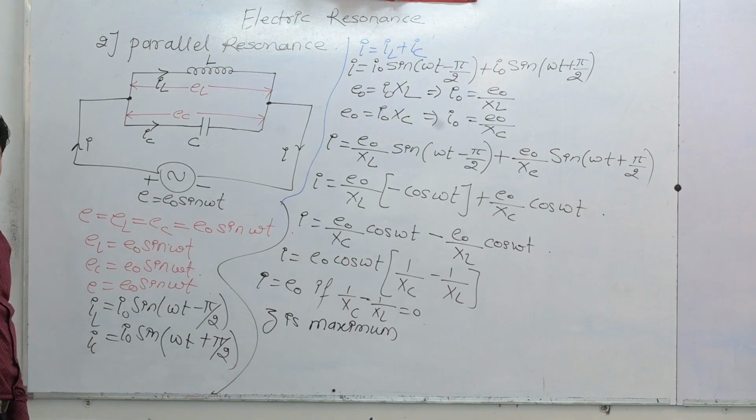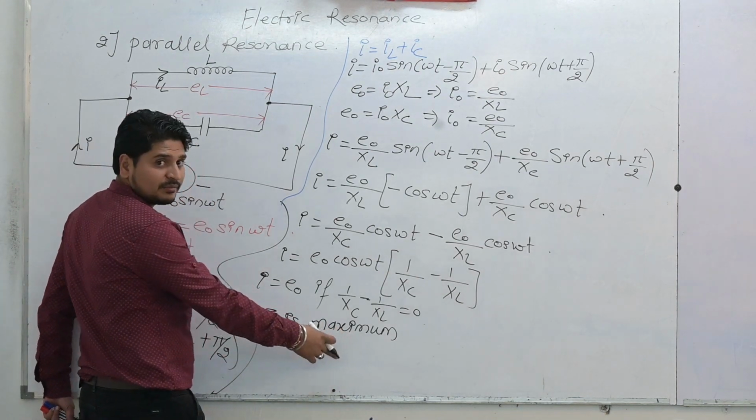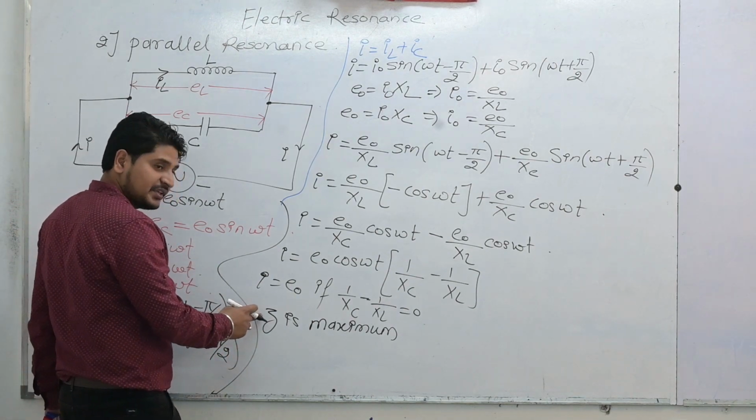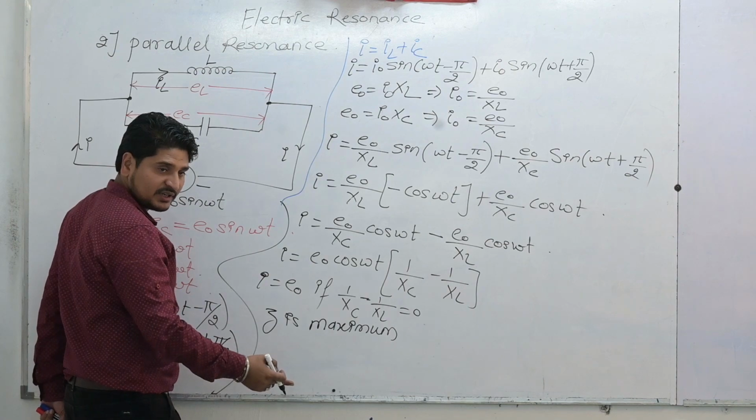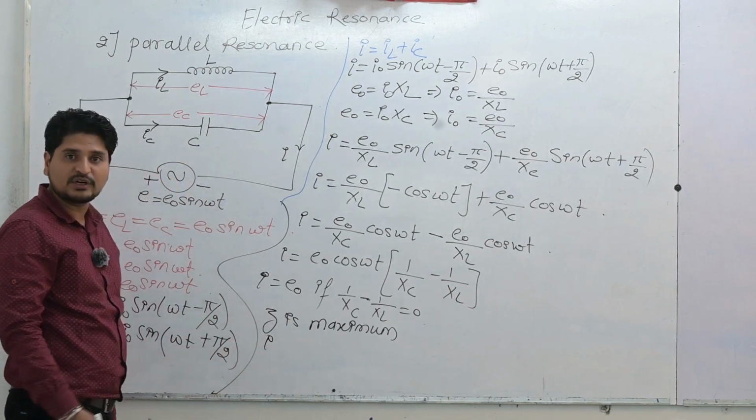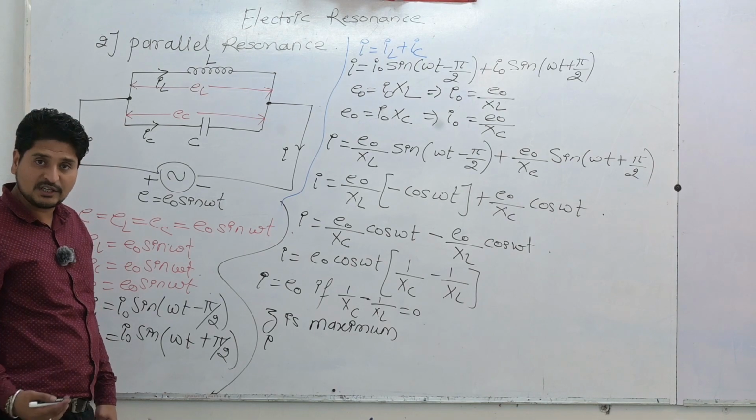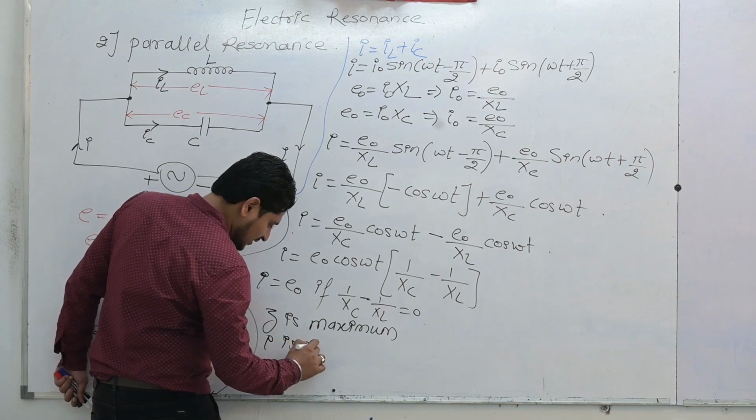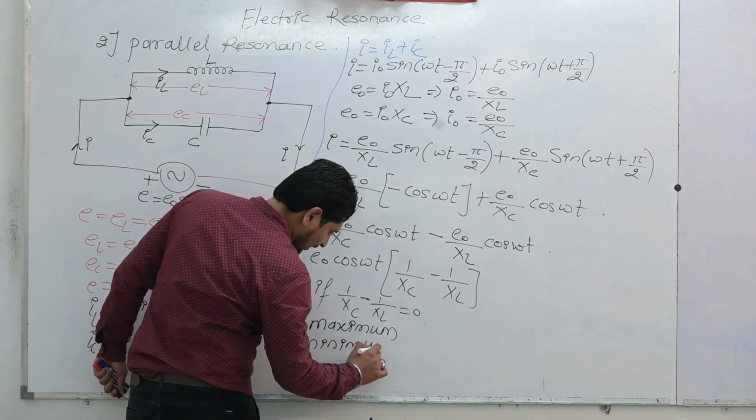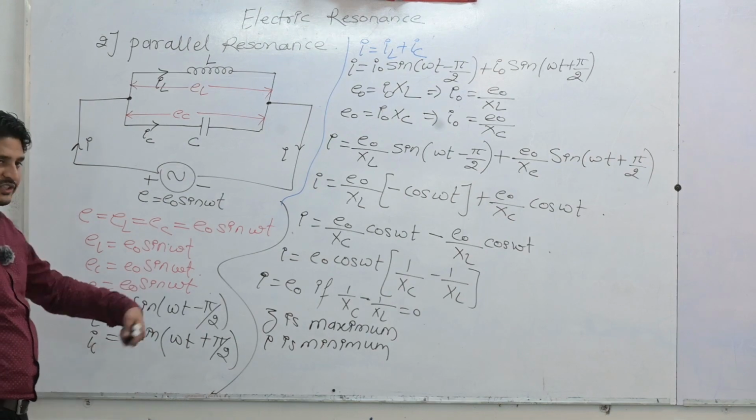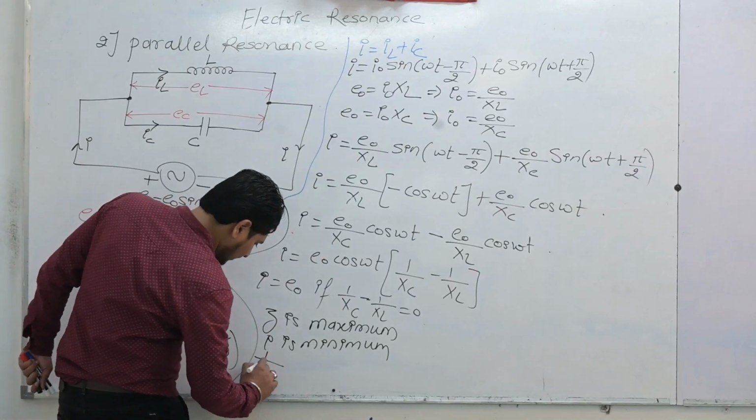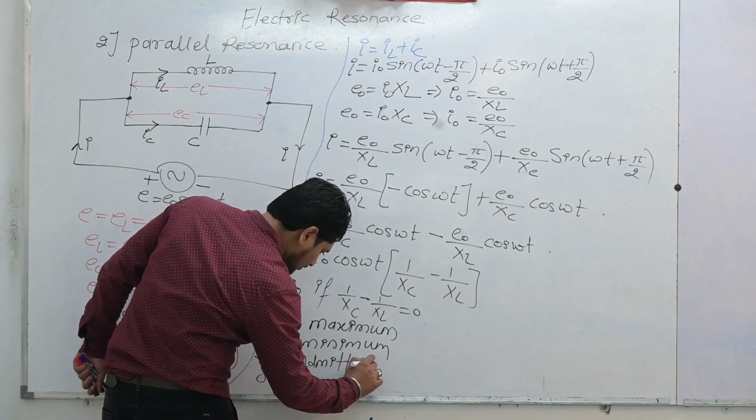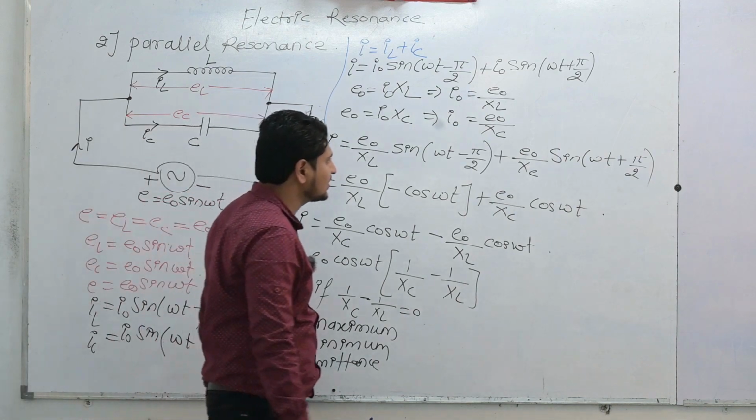So if your Z becomes maximum, your impedance is maximum. And when the impedance is maximum, according to Ohm's law, if I take the relation between impedance and current, the current is inversely proportional to impedance. If Z is maximum, then obviously the current is minimum. And 1 upon Z is your admittance, so Z is maximum, but obviously the admittance is minimum.